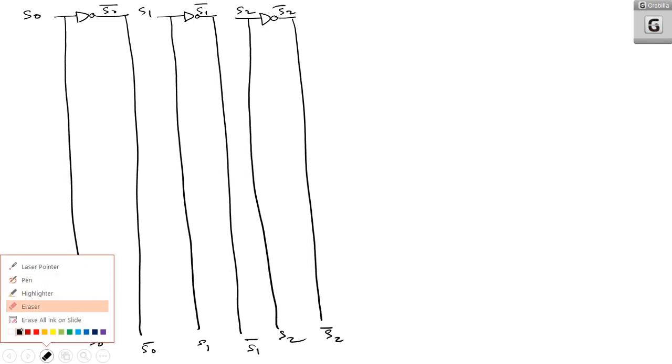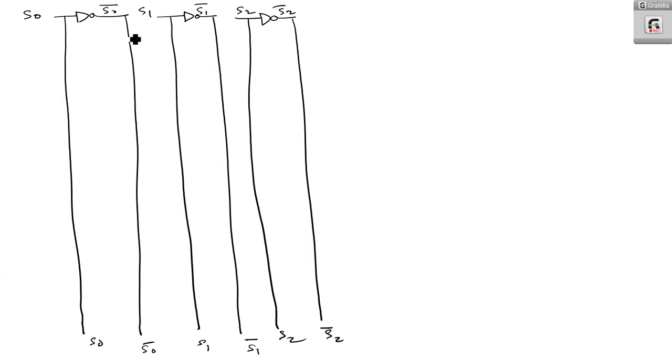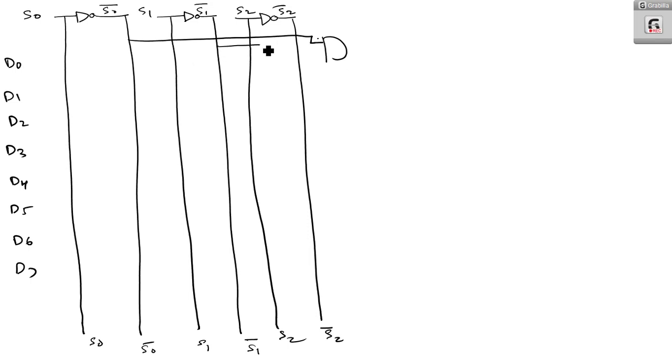Now what is the first one? We have 3 on this one. How many inputs? D0, D1, D2, D3, D4, D5, D6 and D7. There are 8 inputs. Now, to get this D0, what should be there? This is S0 bar, S1 bar, S2 bar, D0. Okay, that's the first one. Now here you will get D0.